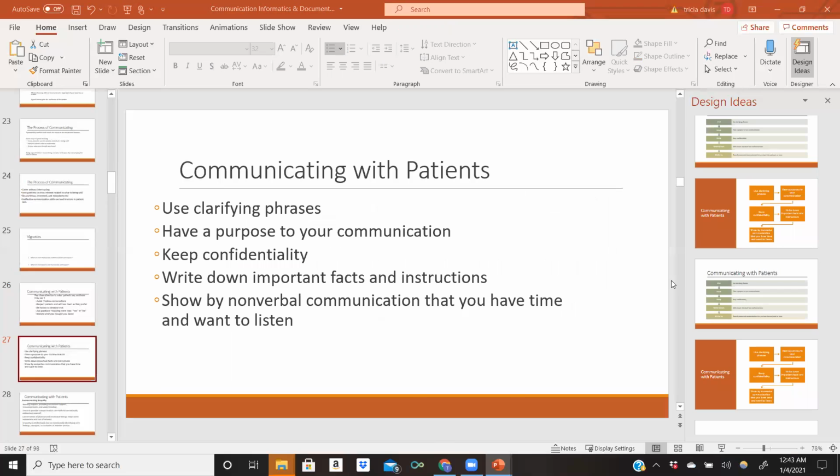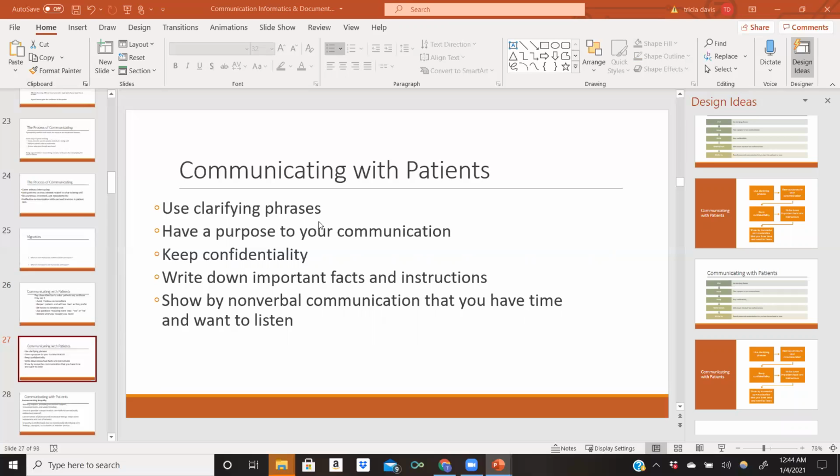So when you're communicating with your patients, you want to use clarifying phrases. You want to have a purpose to your communication. You just don't want to come in and ramble on about things that don't make any sense. So you want to come in and know exactly what you're going to communicate with your patient and why you're going to communicate it. You want to maintain confidentiality.